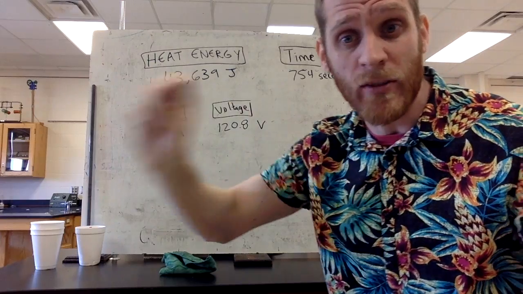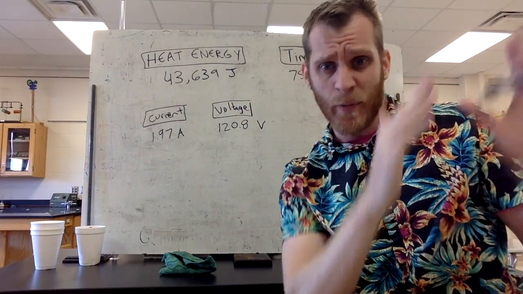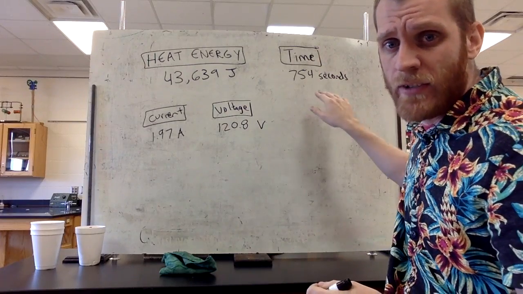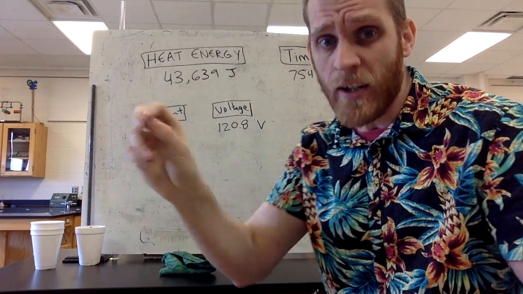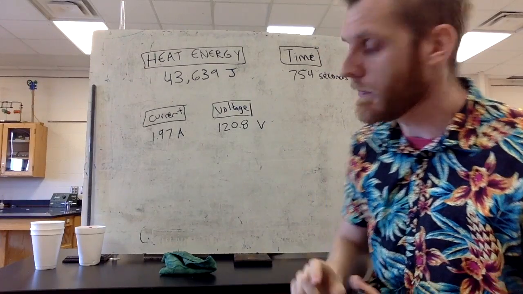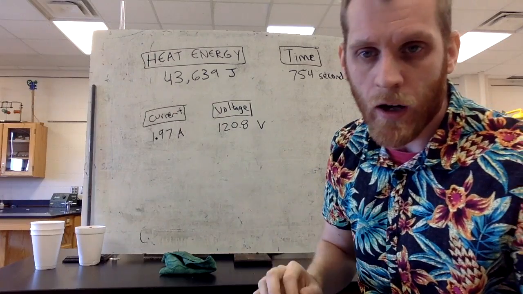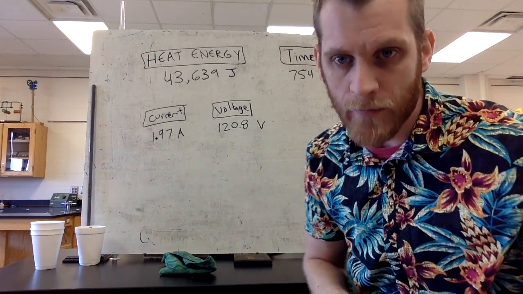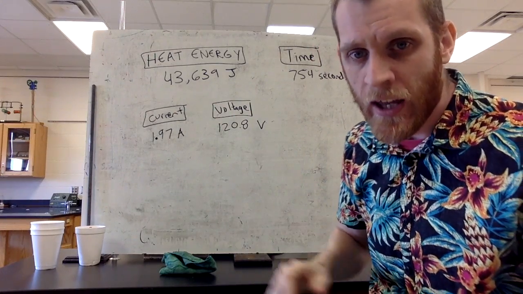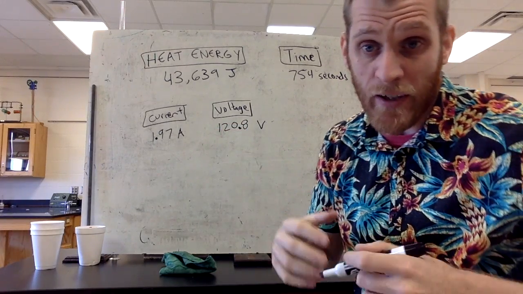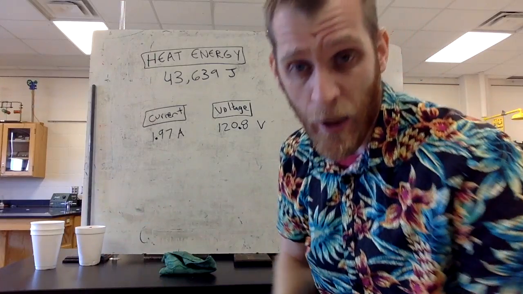Now, the reason I don't use 1,000 seconds is because I left that last part off where we started boiling it, because I don't know how much I boiled off. So 754 seconds is just to get to the point where it started to boil, and that's the value I'm going to use. Remember, I measured the current of the hot plate was 1.97 amps, and the voltage used was 120.8 volts. And what I want to do is find out the efficiency of this hot plate.